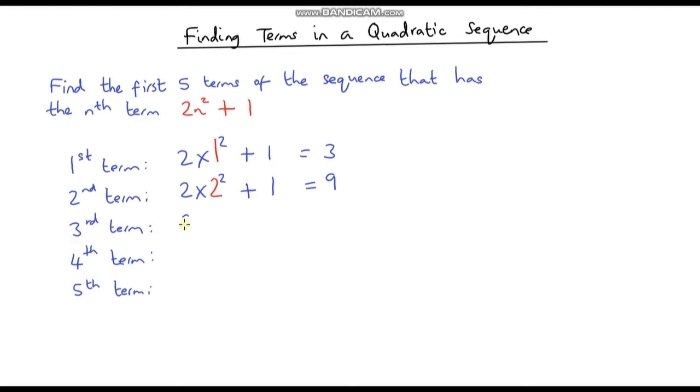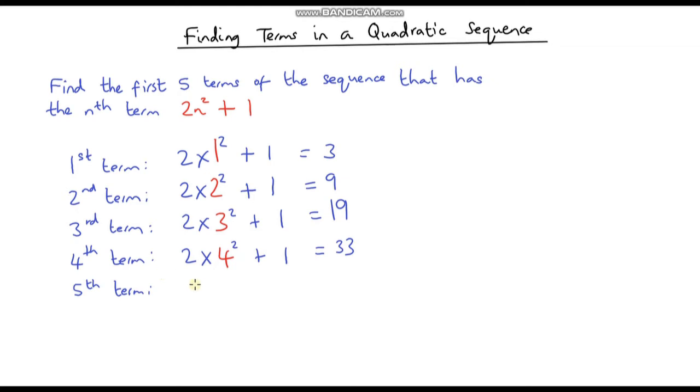So my third term is going to be 2 times 3 squared this time. So 2 times 3 squared plus 1. 3 squared is 9, 9 times 2 is 18, 18 plus 1 is 19. So notice how these are all the same. I'm just replacing n with my term number. So the fourth term is going to be, oh sorry, not 4, it's going to be 2, it stays the same. It's going to be 2 times 4 squared plus 1. So 4 squared is 16. 16 times 2 is 32, plus 1 is 33.